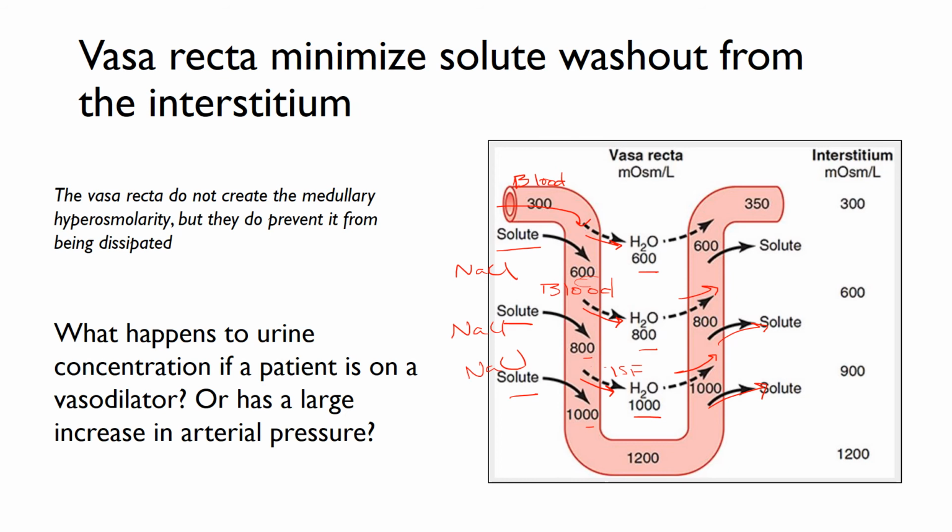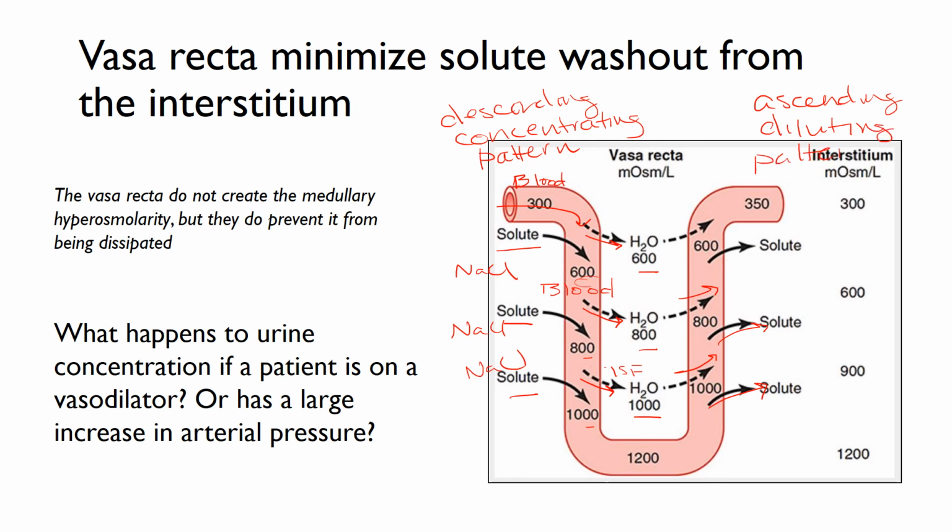So in the descending portion, we have a concentrating pattern. And then in the ascending portion, we have a diluting pattern. Such that by the time we get to the top again, we have a blood that has diluted compared to where it started out down here at the bottom in the medulla.